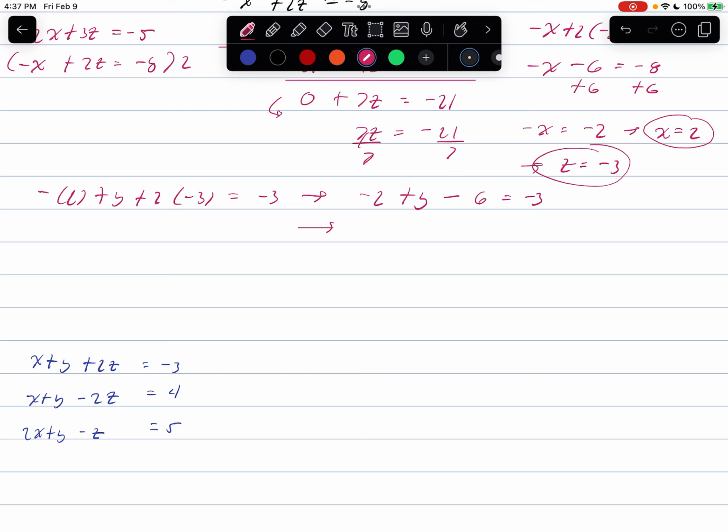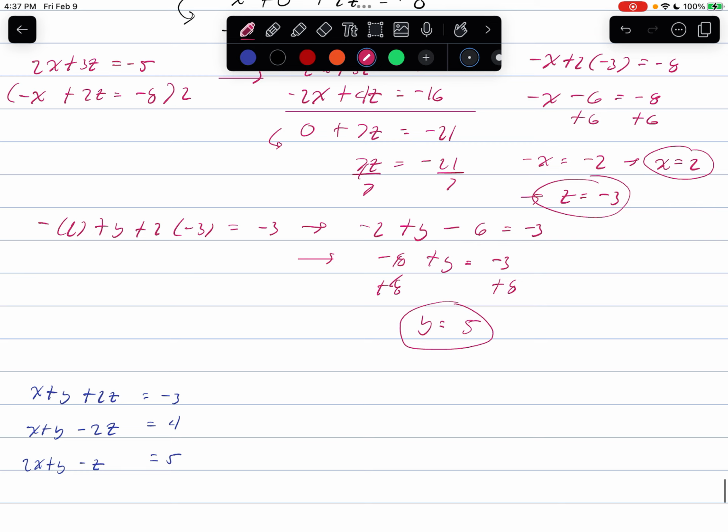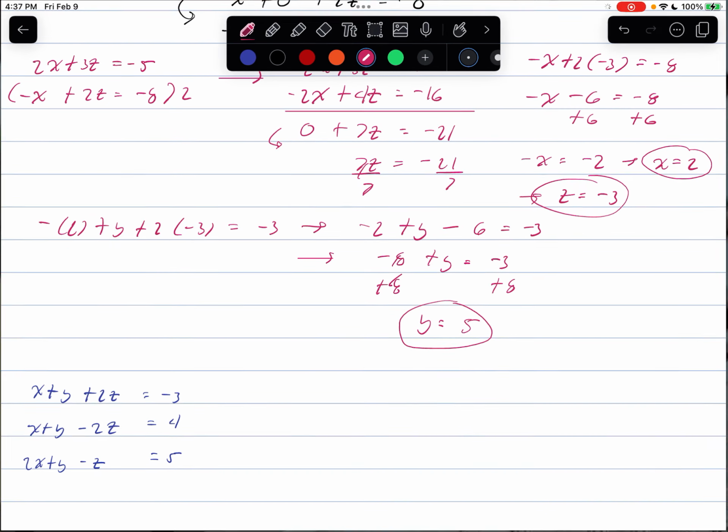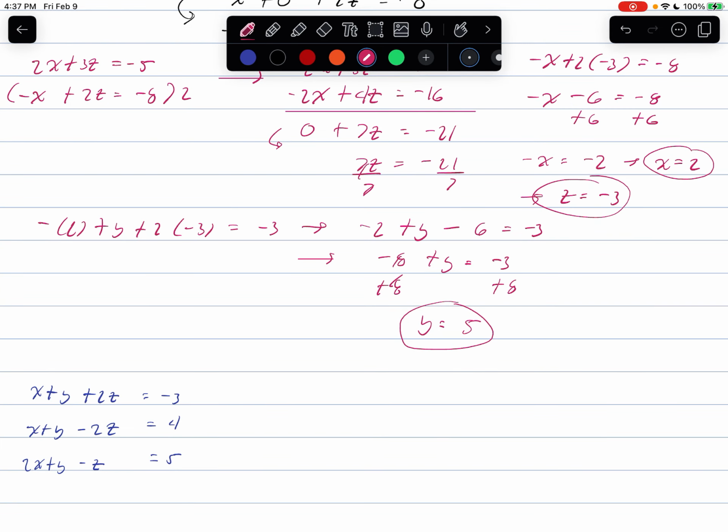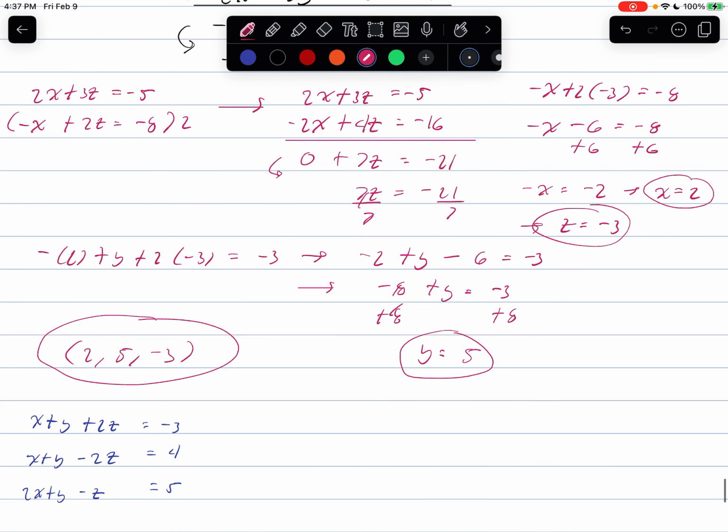If we combine like terms, we'll end up with negative 8 plus y equals negative 3. So now we can add 8 to both sides, and we'll get that y is equal to 5. So our final answer is going to be x equals 2, y equals 5, and z equals negative 3. Or you can express this as the point (2, 5, negative 3). This would also be a valid way of describing this.